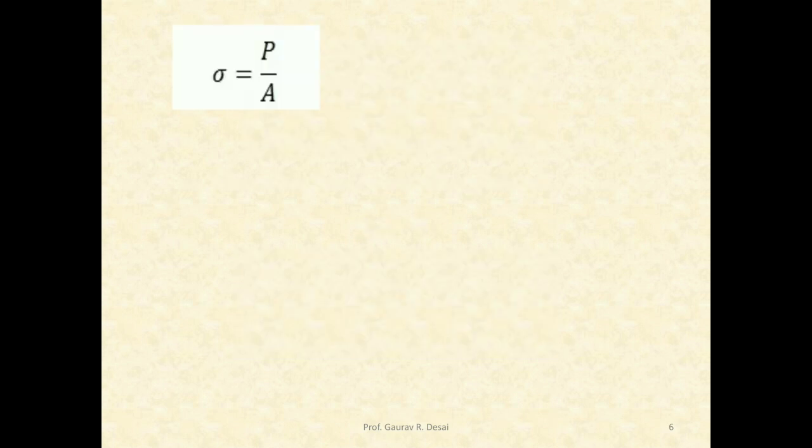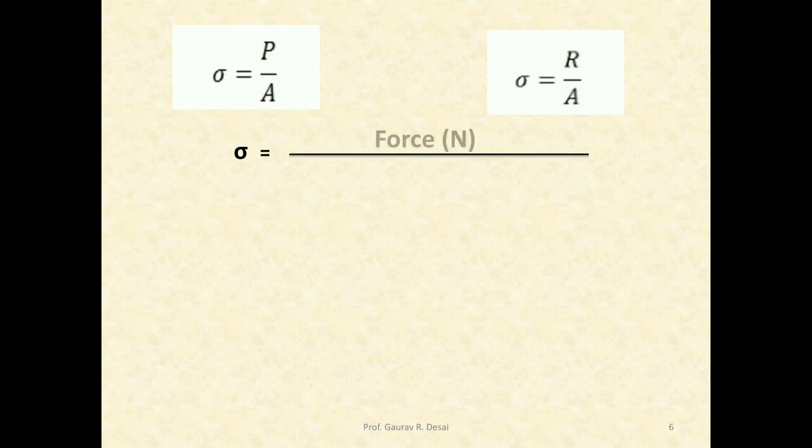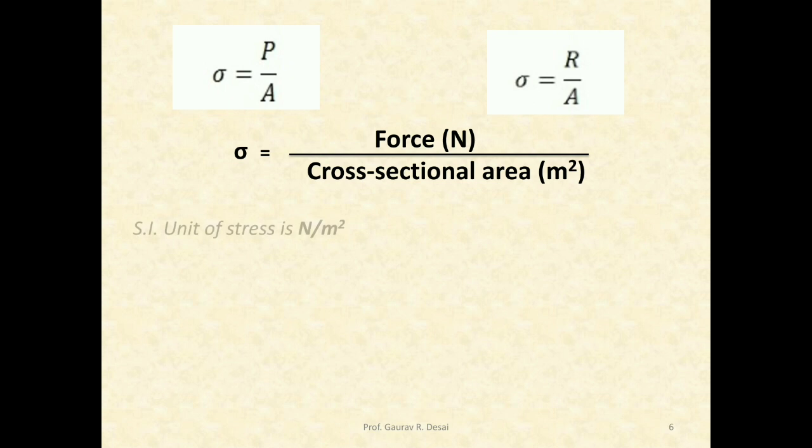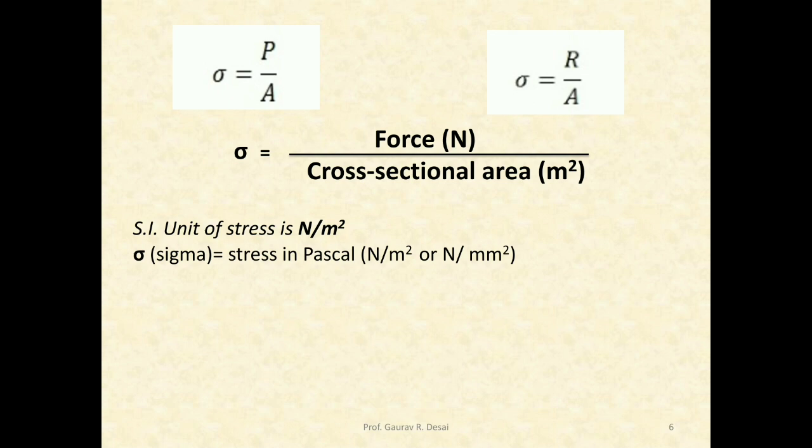Now we have got two equations of sigma: sigma is equal to P by A and sigma is equal to R by A. So sigma can be defined as force or load in newtons divided by cross-section area in meter square. The SI unit of stress, as we already studied, is Newton per meter square. Here in the equation sigma is the term known as stress in Pascal. Pascal is the unit, also expressed as Newton per meter square or Newton per mm square.